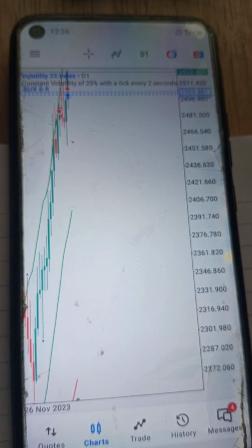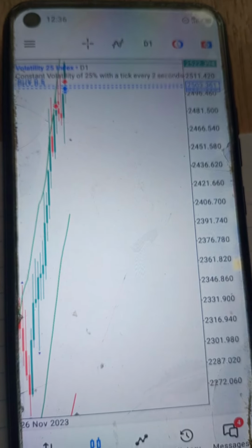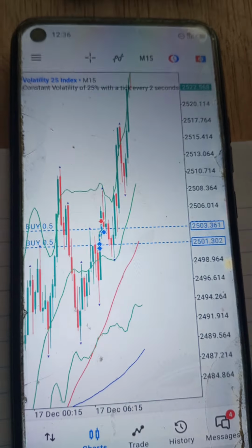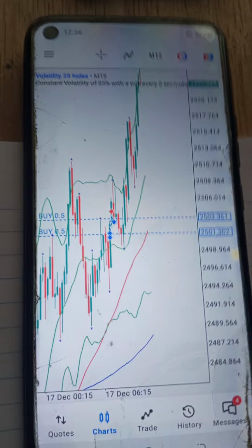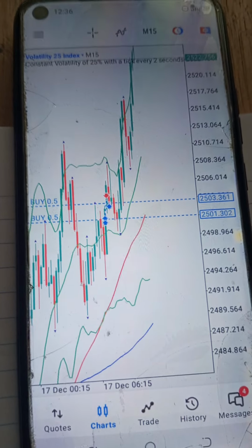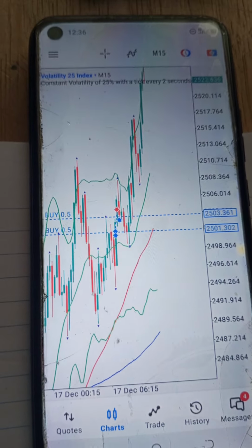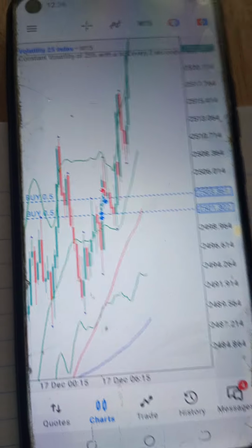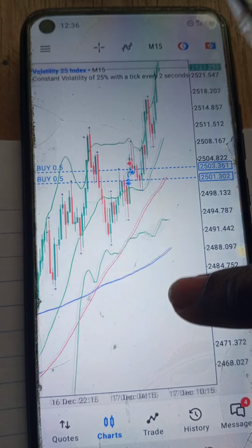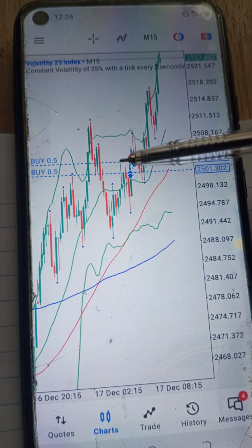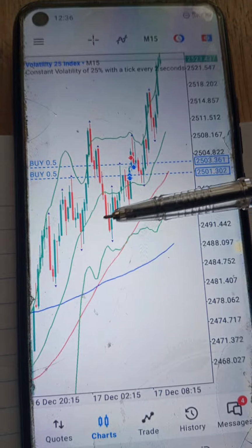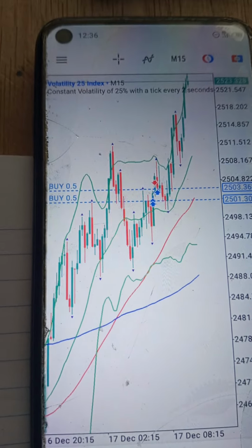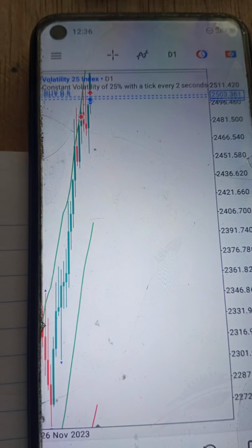So guys, let's go back. Let's check our 15 minutes time frame to see what it is doing. You guys are seeing it. Sorry, I'm using my phone to do it. No light. So guys, as you can see where I entered my trade, it's also buying in our 15 minute time frame. But I entered this trade with the daily time frame.